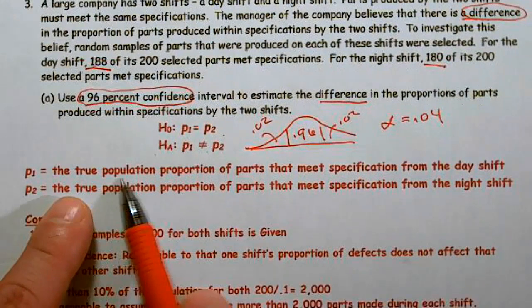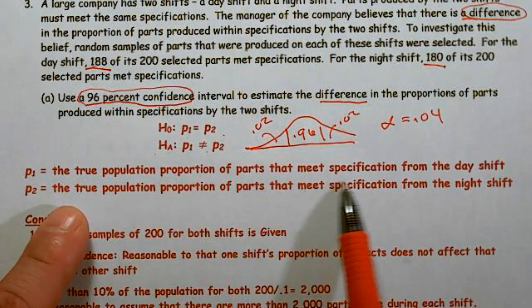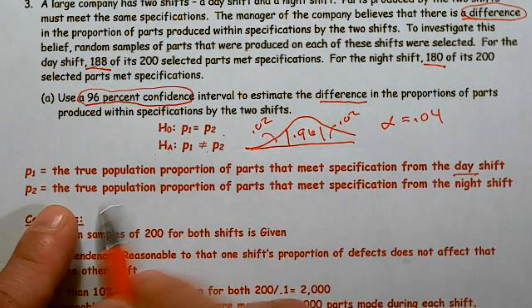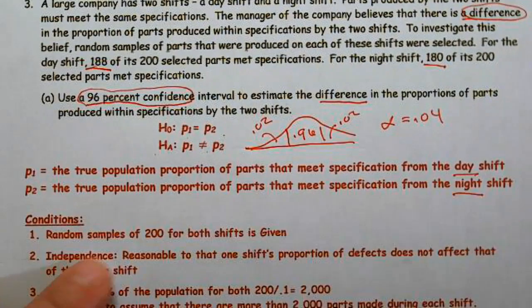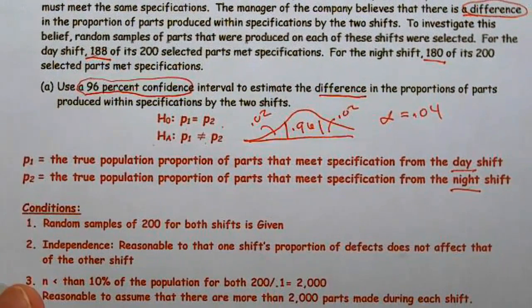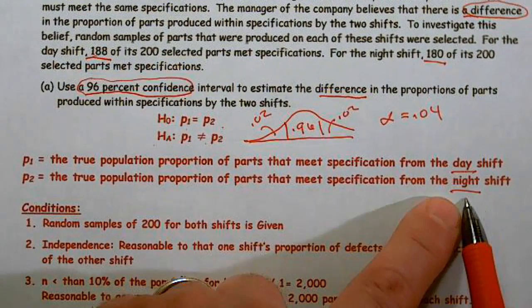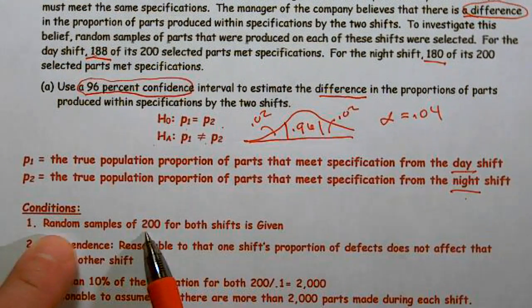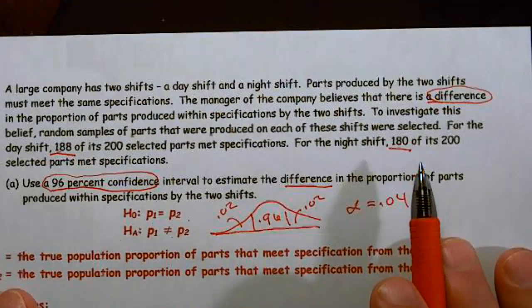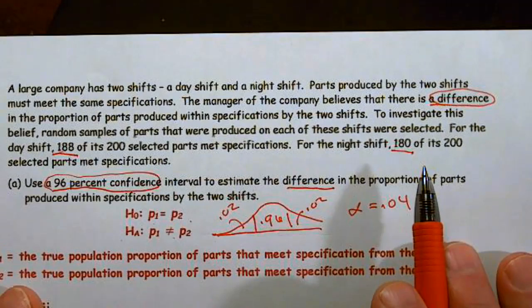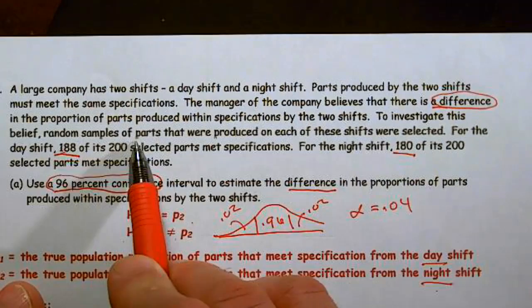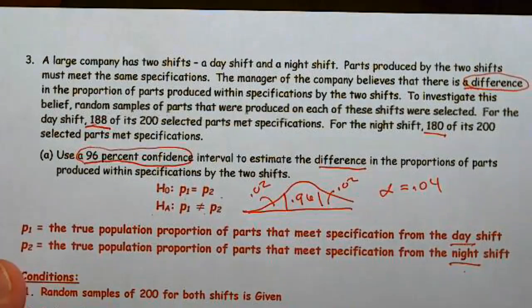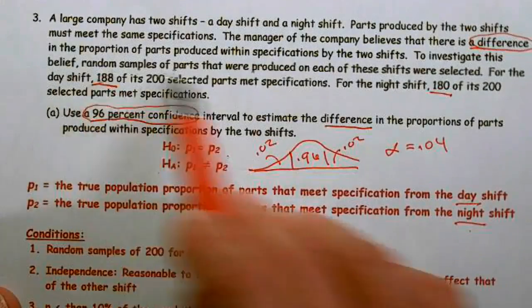So P1, the true population proportion of parts that meet specifications from the day shift. P2, the true population proportion of parts that meet specification from the night shift. Make sure you take it all the way out to from the day shift and night shift. Random samples of 200 from both shifts is given. And they actually told us up here that random samples of parts from each shift were taken. They tell us that right here.